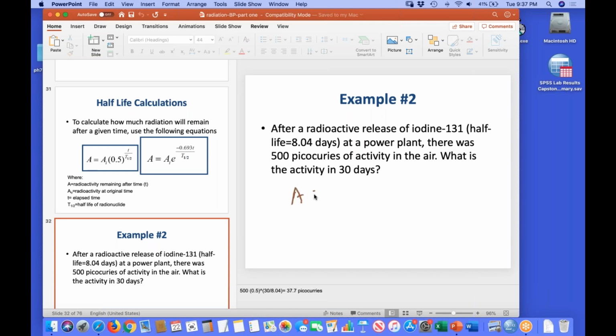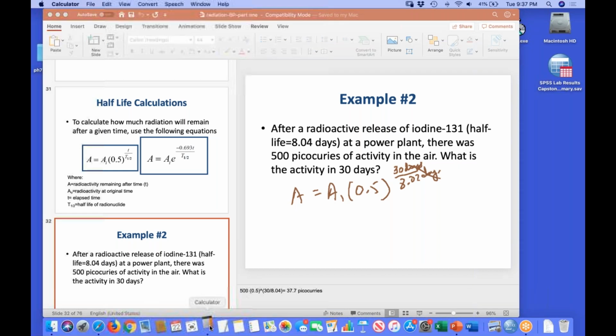Okay, so A equals A initial, the amount of radioactivity, times 0.5 to the T. What is T? T is 30 days, right? We may have to do some conversions, over the half-life, which is 8.02 days. Look at that. Days canceled out, so that's just a number. So let's see what that is.